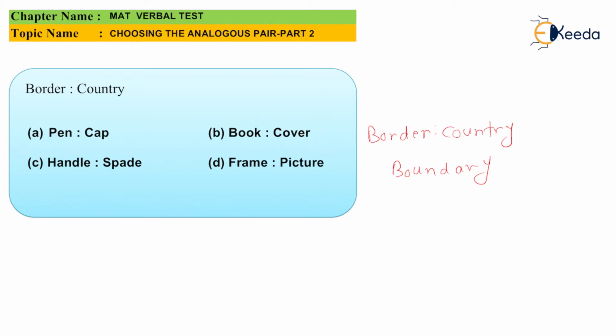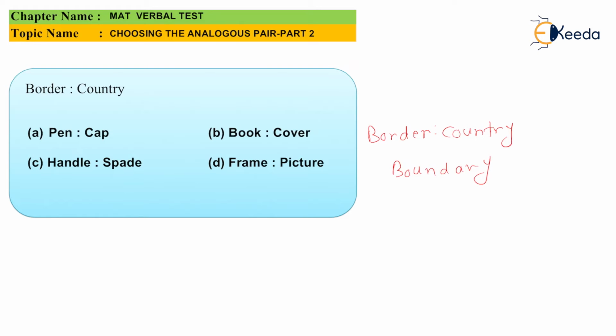So let us see the options. First option is pen is related to cap. Option B is book is related to cover. Option C, handle is related to spade, whereas frame is related to picture.